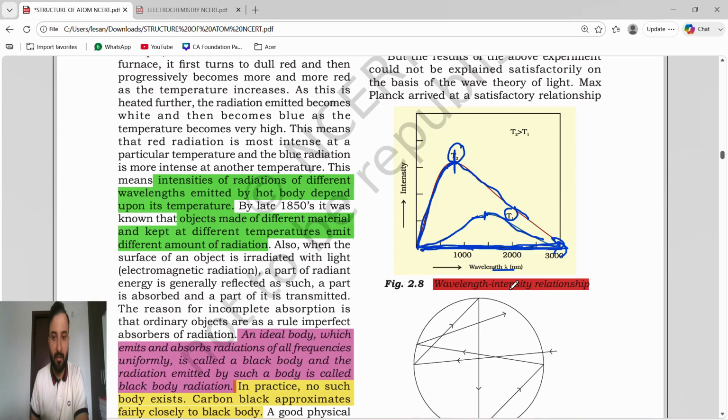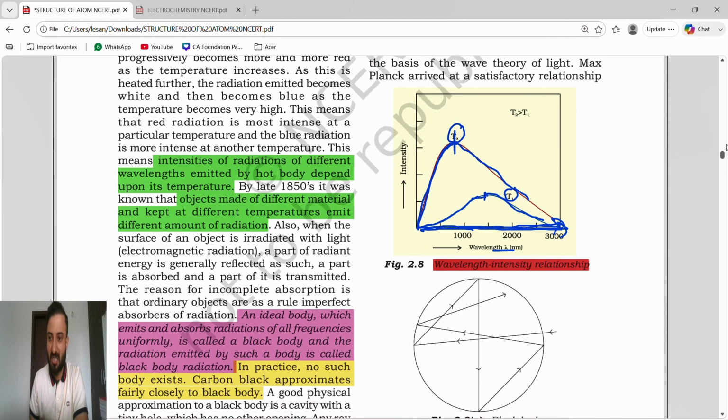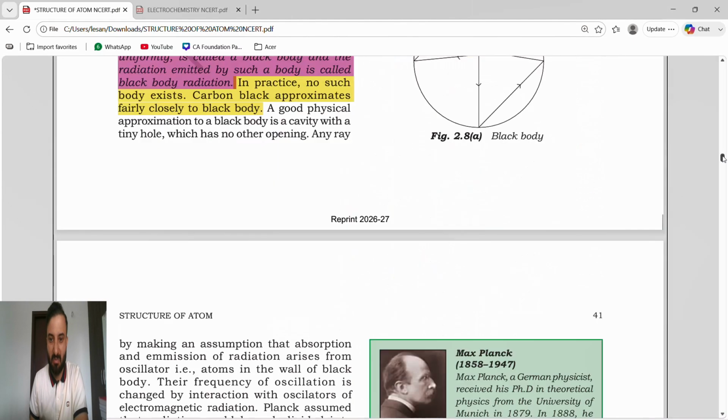Yes, sir. This is the wavelength intensity relationship, not yours. See, you have to study every relationship except yours.